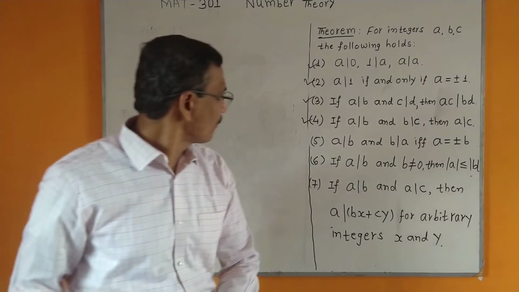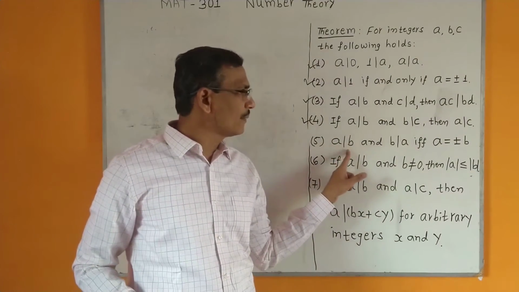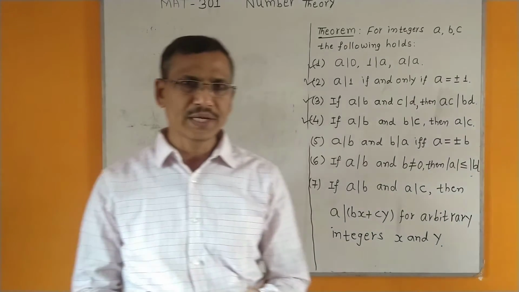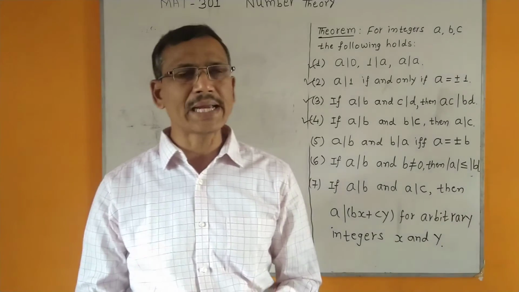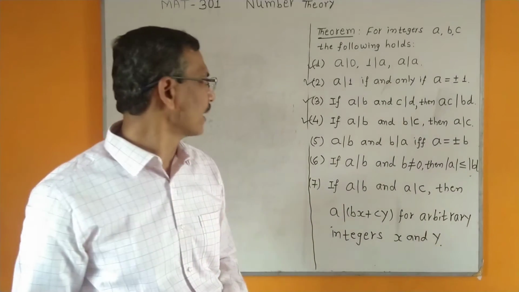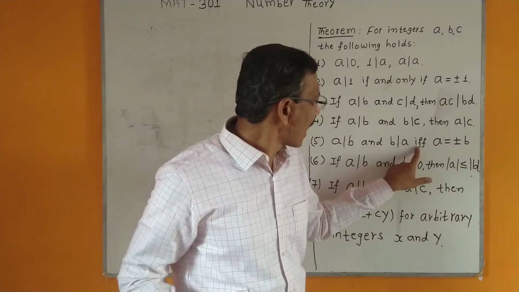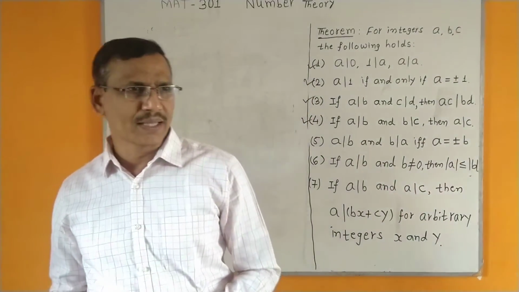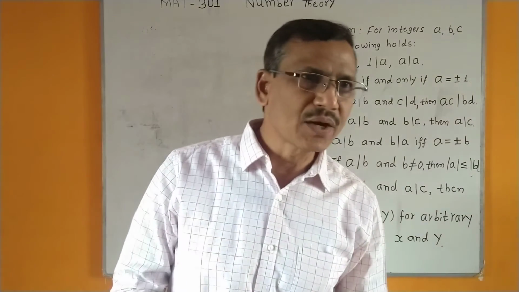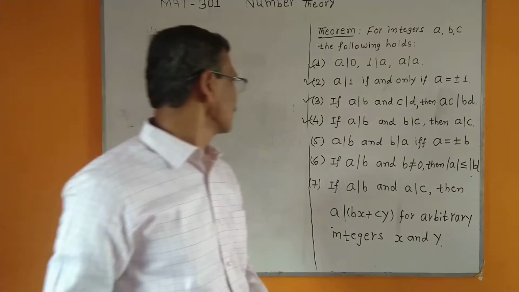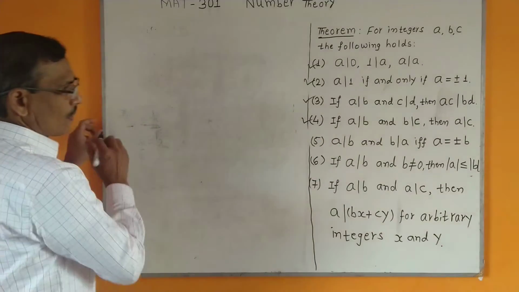Now try to understand the meaning of this result. A divides B and B divides A. That means consider any two integers that divide each other. A divides B and B divides A is true if and only if A is equal to plus or minus B. That means they must be equal with the same sign or opposite sign. This is the result. Now prove.